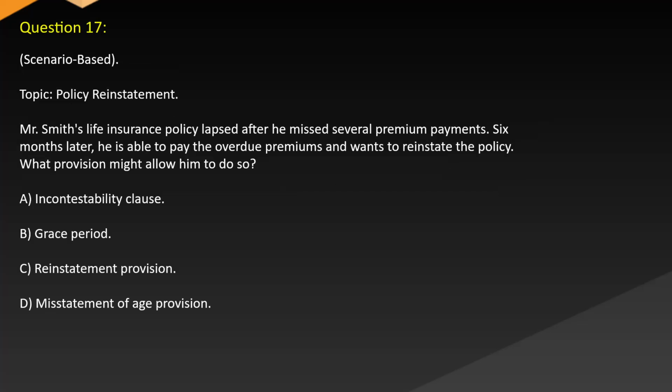Question 17. Scenario-based. Topic: Policy reinstatement. Mr. Smith's life insurance policy lapsed after he missed several premium payments. 6 months later, he is able to pay the overdue premiums and wants to reinstate the policy. What provision might allow him to do so? A. Incontestability clause. B. Grace period. C. Reinstatement provision. D. Misstatement of age provision.